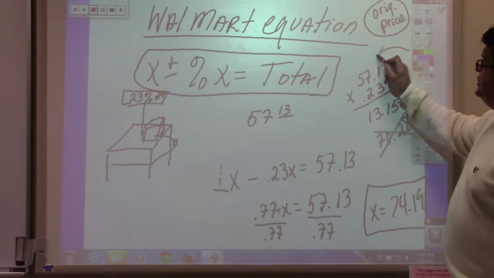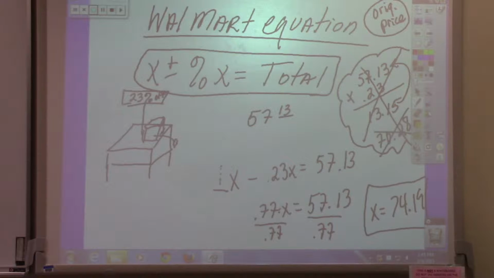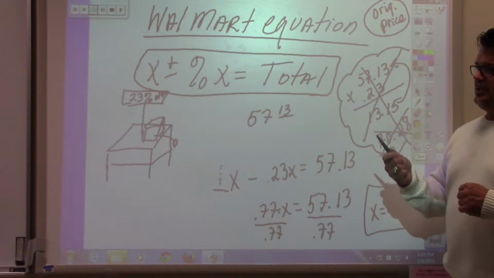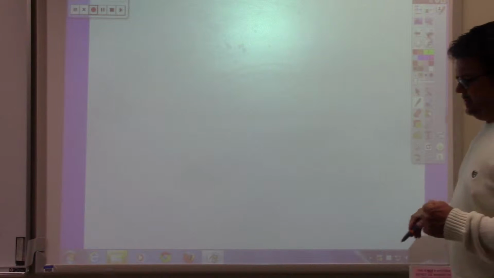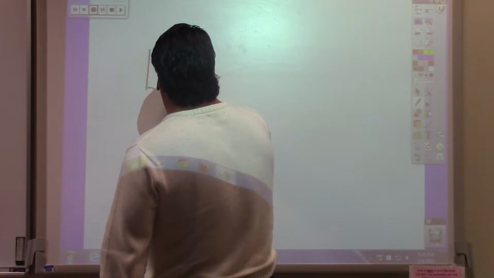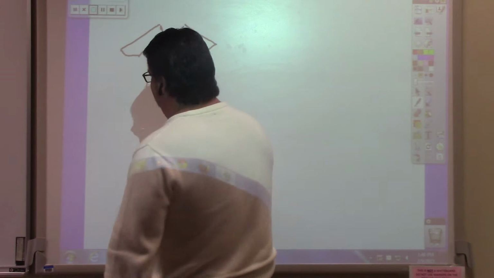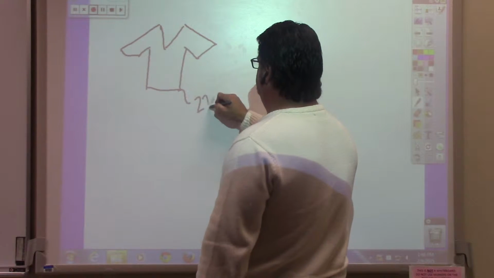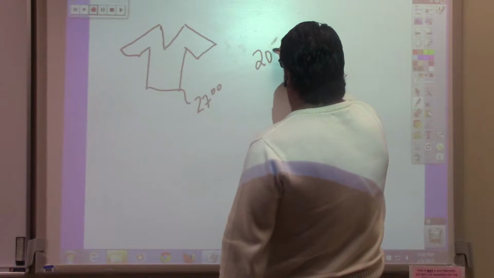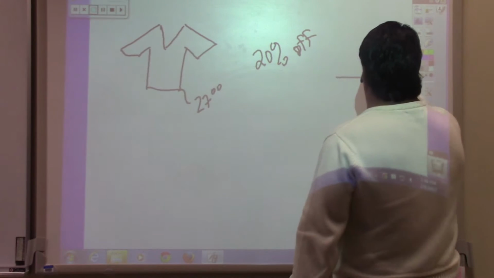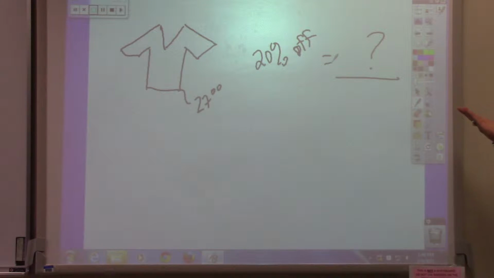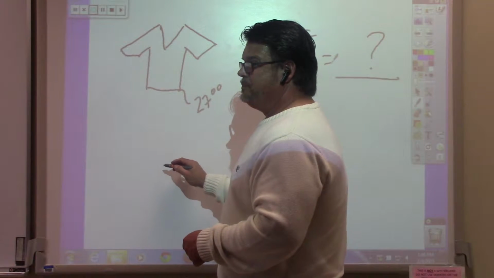This is an example of how not to do it. Why do they teach us that? Well, what happens is they teach you the problem like this. You got a shirt that costs $27, and it is 20% off. They want to know the final price. They teach you those, and then they tell you the original price, and you can't go backwards with it. Isn't that because 20% of 56 is different than 20% of 74?